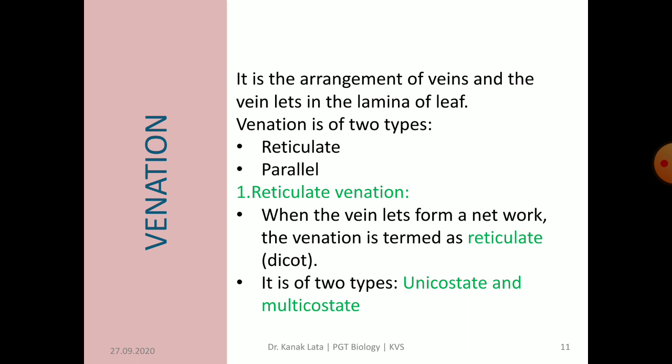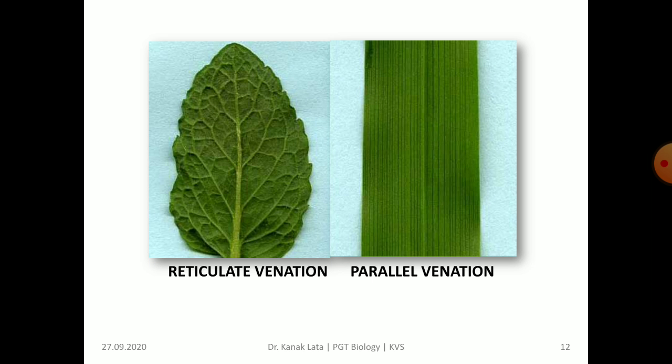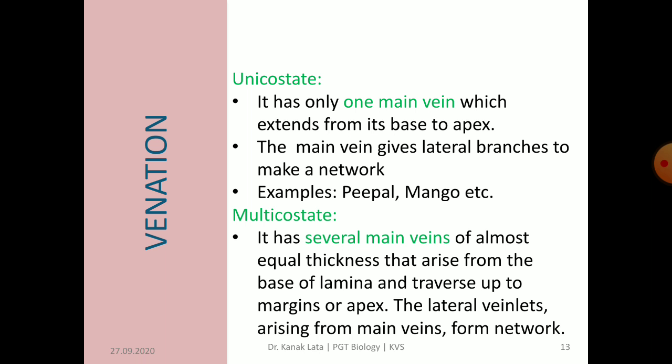Again, reticulate venation is of two types, that is unicostate and multicostate. In this figure, you may observe reticulate and parallel venation. Unicostate reticulate venation has only one main vein, which extends from the base to apex, and the main vein forms lateral branches to form a network. It is seen in peepal, mango, etc.